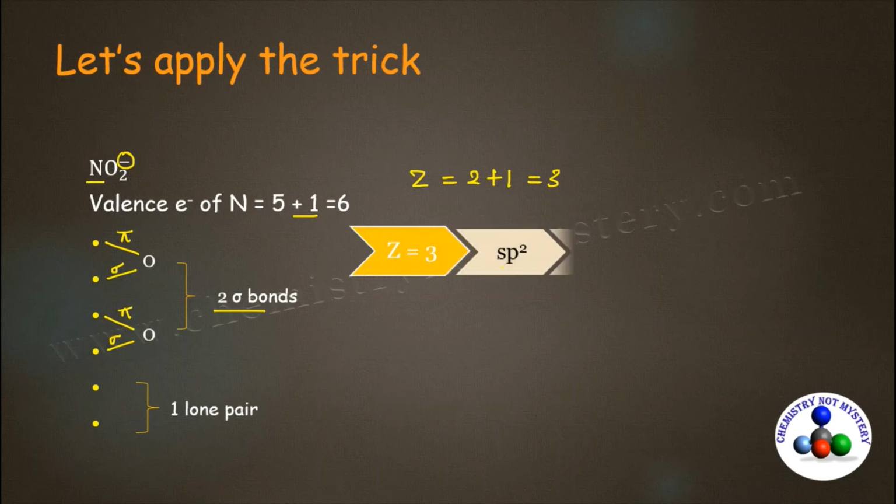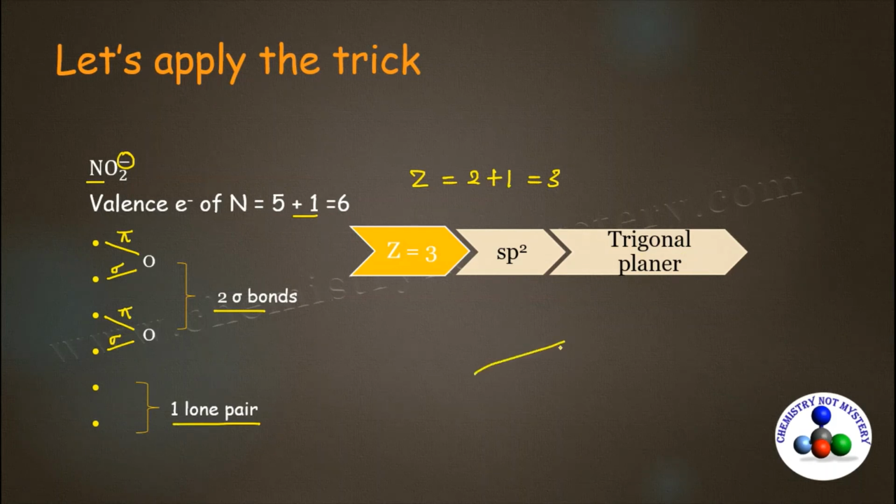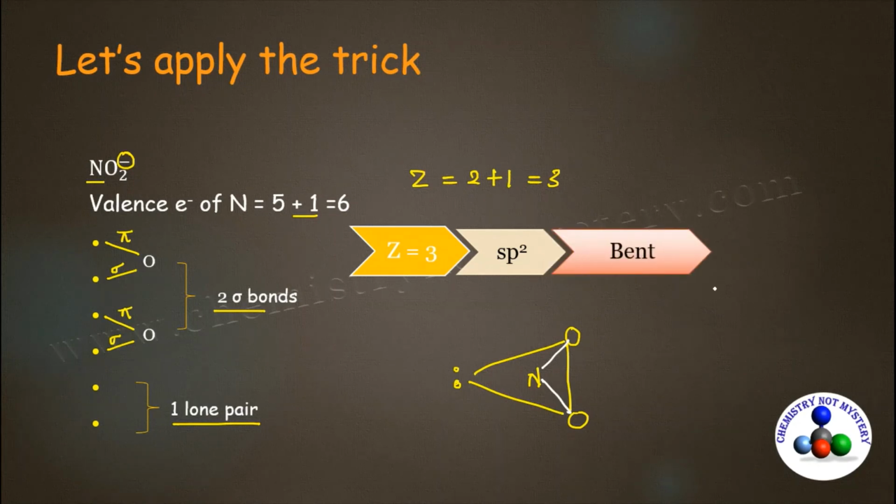For Z is equal to 3, hybridization will be sp2 and the expected geometry will be trigonal planar. So here this is the triangular planar geometry in which nitrogen is present at the center. One oxygen occupies one corner and the other oxygen occupies another corner, while the third corner is occupied by the lone pair. But as they are invisible in the geometry, the shape of the molecule you will get is bent. So the NO2 negative ion is bent in shape.